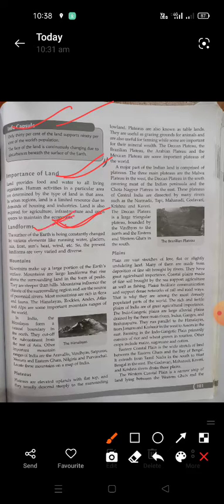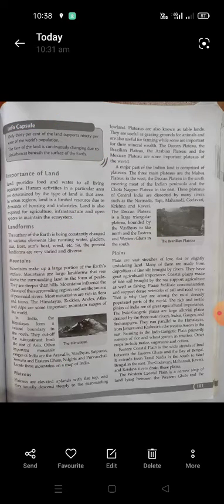So here are some landforms like mountain, plateau area, plain area. For this you can watch a very nice video which I have taken from our digital class. So you can watch that.